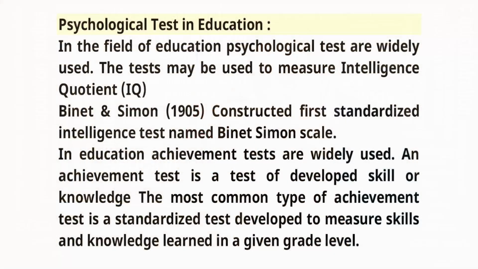Because whatever word is coming, we must be clear about that. The formula is IQ is equal to mental age upon chronological age into 100. We are multiplying MA upon CA by 100 simply to get rid of the decimal. It is not a percentage, because the definition of IQ is a ratio of mental age and the chronological age. So, Binet and Simon was the first person who made the first standardized test.